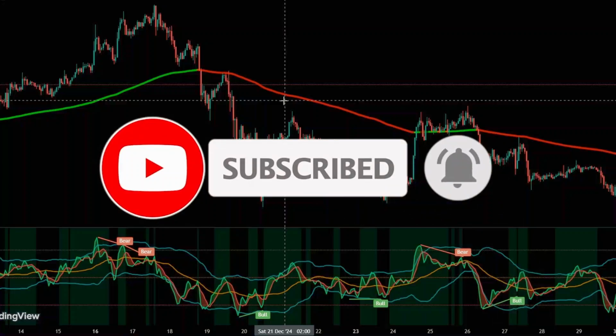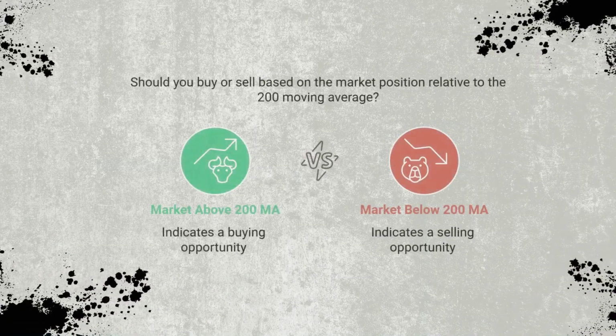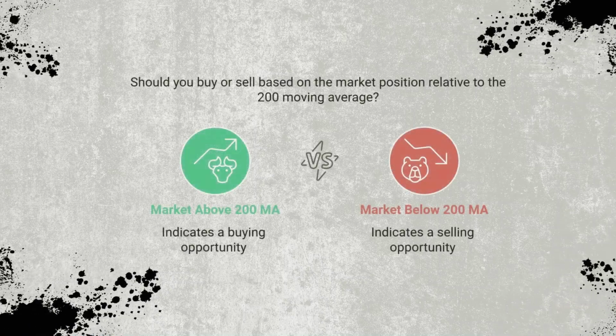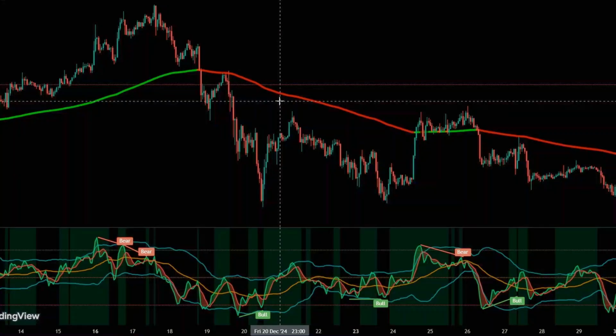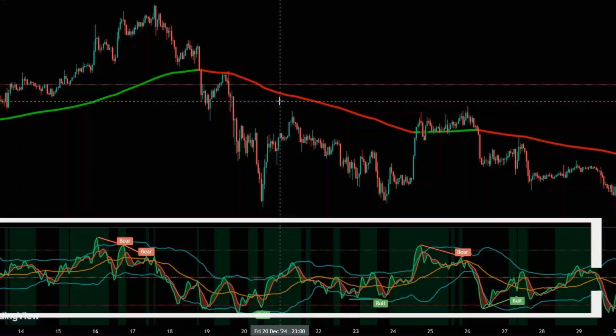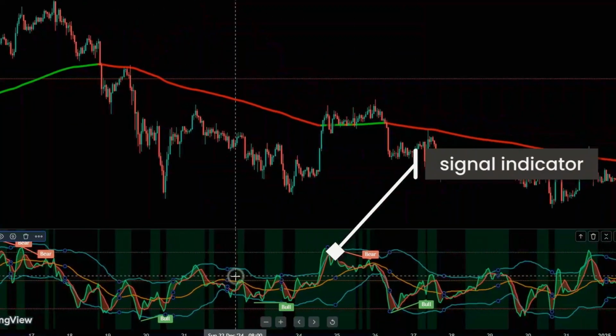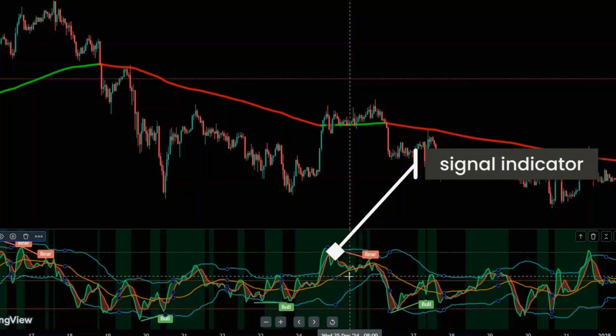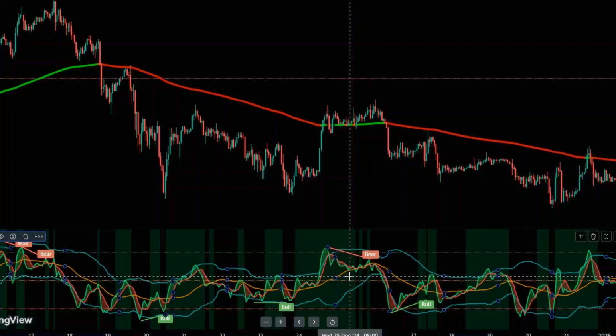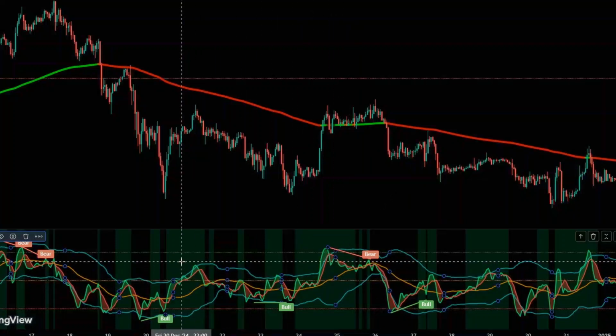So when the market is above the 200 moving average, that means the market is trending up, so we'll be looking to buy only. And when the market is below the 200 moving average, that means it's trending down, and we're looking to sell only. We use the second indicator for signal purpose only, just to know where to enter the market and where to be out of the market.